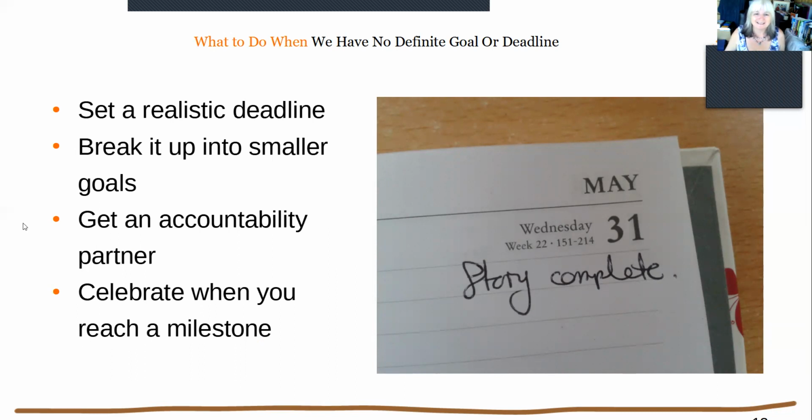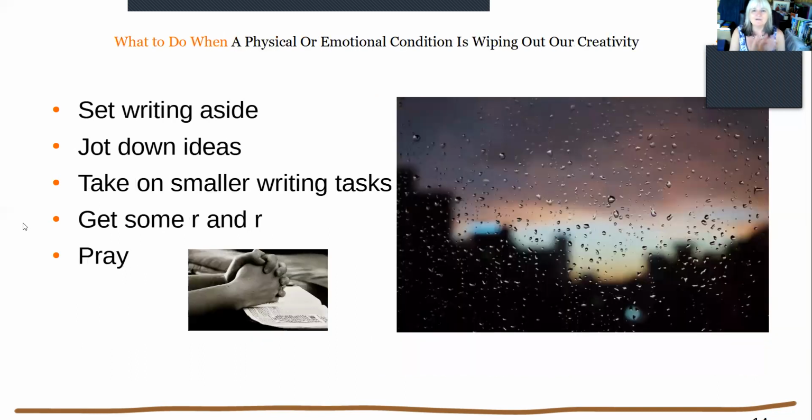Right. Next, what to do when a physical or an emotional condition is wiping out creativity. There are times when we just can't seem to write anything creative due to an emotional problem. Something's going on at home or at work, or finances, or mental or physical health, grief, illness, depression. They can all weigh heavily on us, and writer's block can be the result.